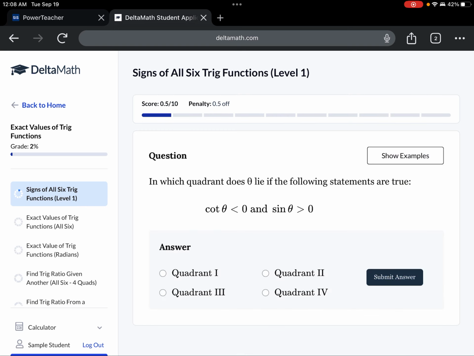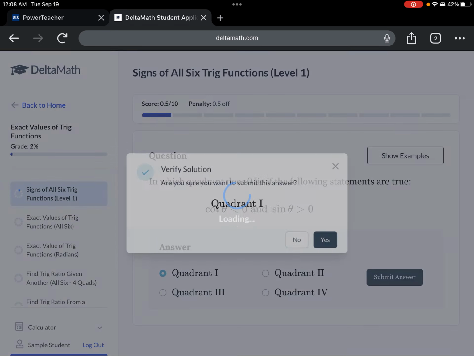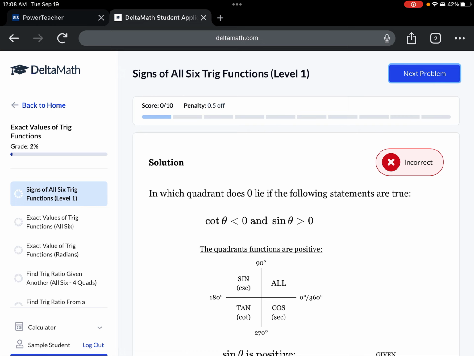So if I was to go to the next problem and randomly click on quadrant 1, which I know can't be true because one of my trig functions is negative, my score is now a 0. I do have to get 10 questions right now, even though I'd already got one right, to get to my full score. Easy enough. You guys don't need too much from that.